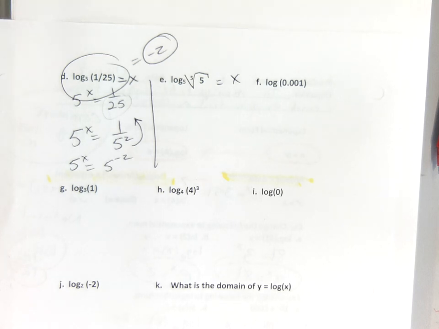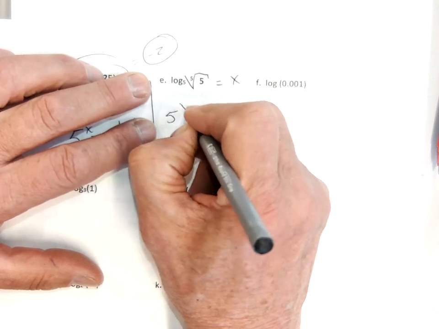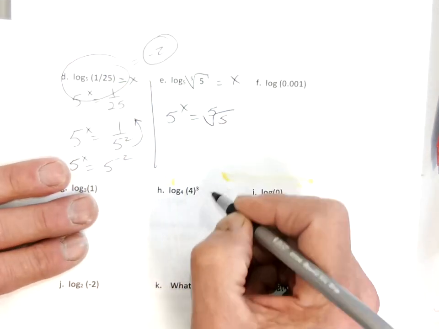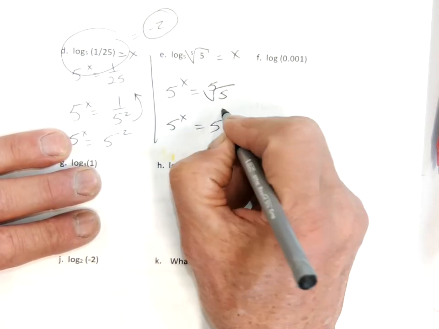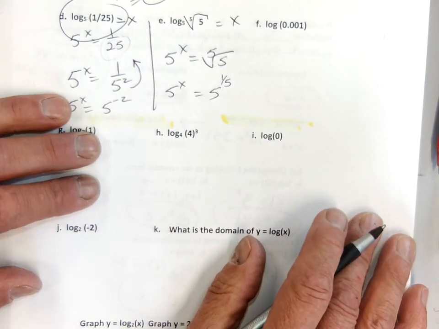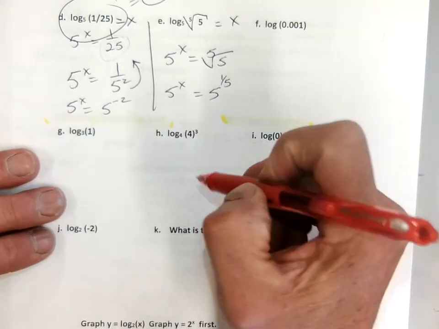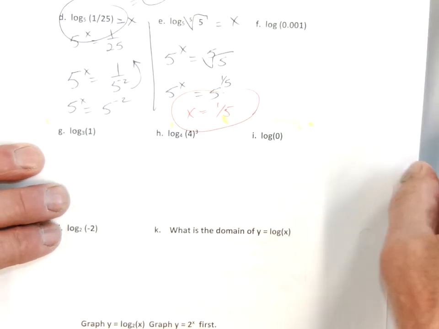Let's see why it's 1/5, okay? So it's 5 to the x equals the fifth root of 5. But that's the same thing as 5 to the 1/5 power, right? Vince, you had it, didn't you? She stole it from you, didn't she? What a gremlin. X equals 1/5. There you go. Nice job, Carly.